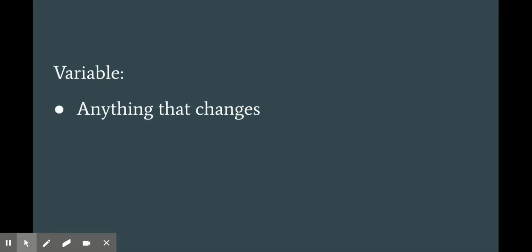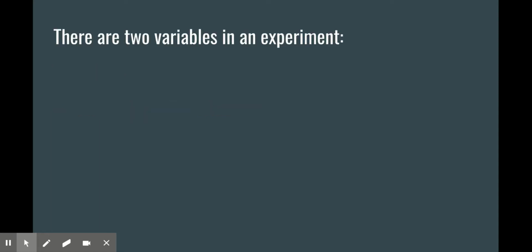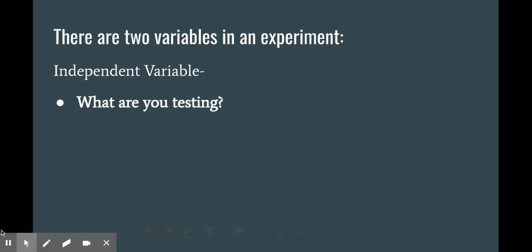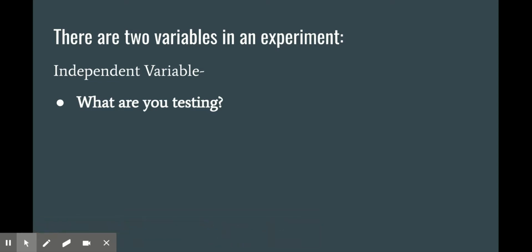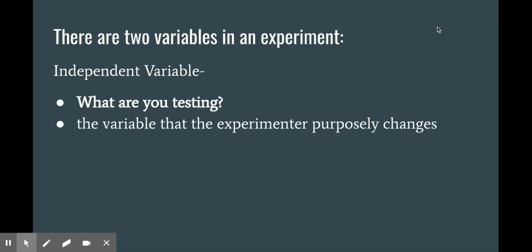So to start out, a variable is just anything that changes. And there's two types of variables in an experiment. We have the independent variable, we can also call this the IV. To figure out what this variable is, we can ask ourselves, what are we testing? And this is the variable that the experimenter or the person setting up the experiment purposely changes.